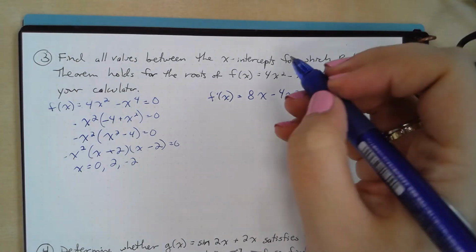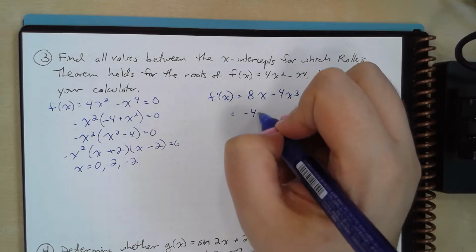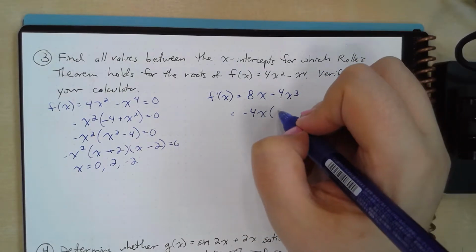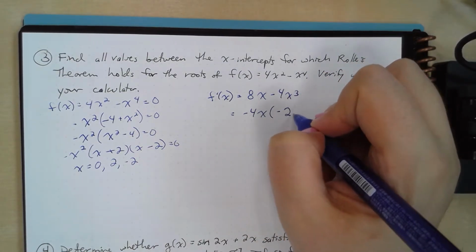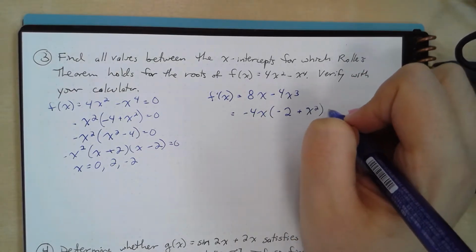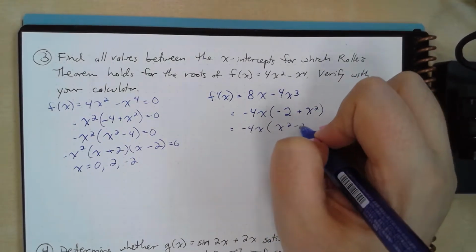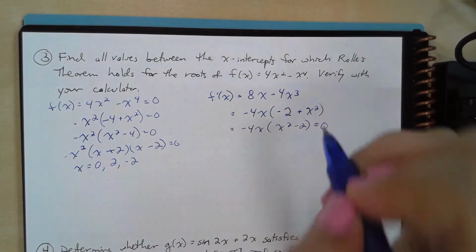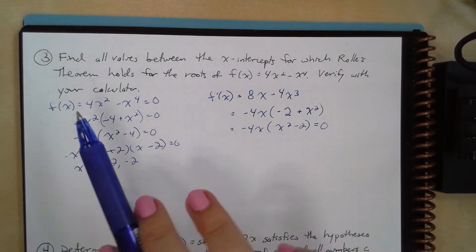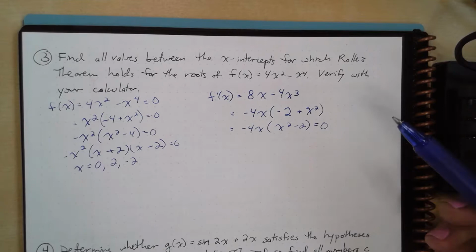Oh, it's so deliciously disgusting. Okay, so we're going to take out a negative 4x. So we're left with negative 2 plus x squared. I'm going to rewrite that. So I get negative 4x times x squared minus 2. And I need to set this equal to 0, because we're trying to find what values are going to have a slope of 0 between our roots here for Rolle's theorem.